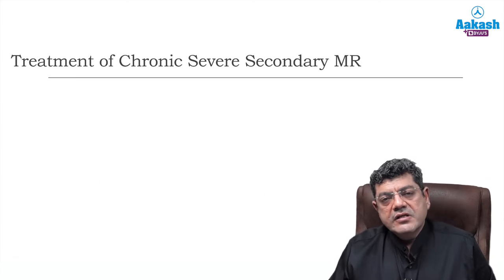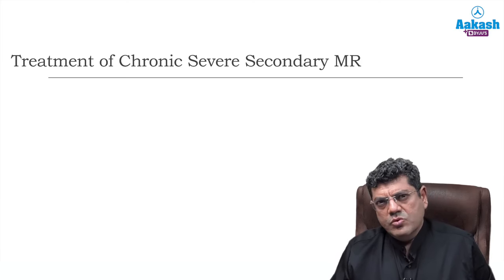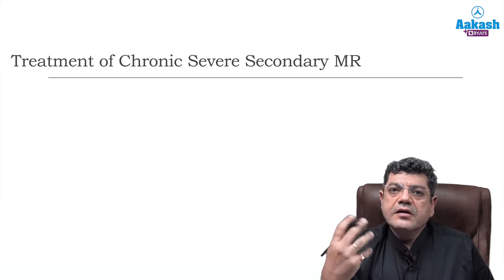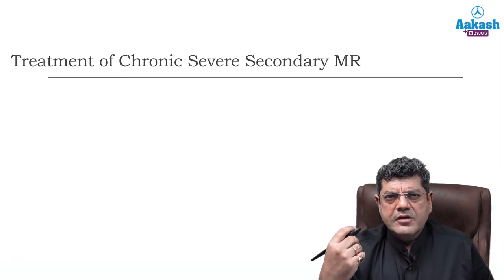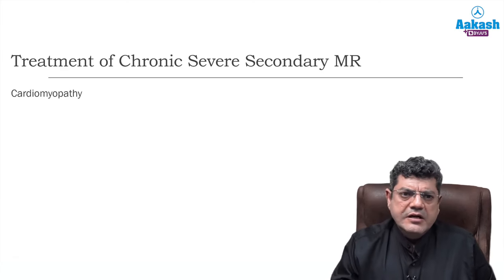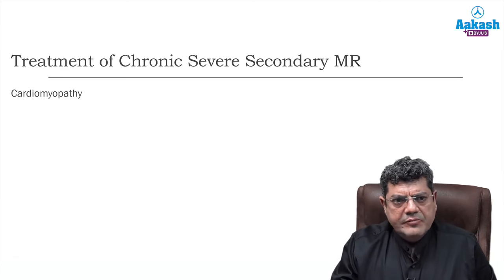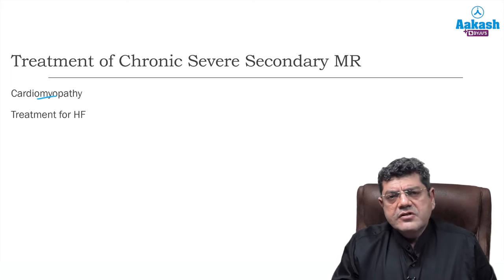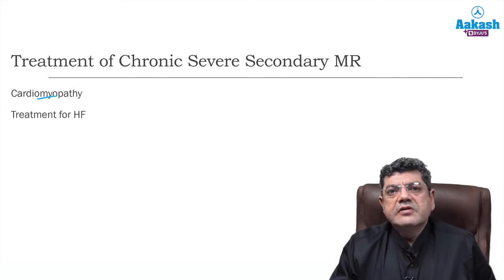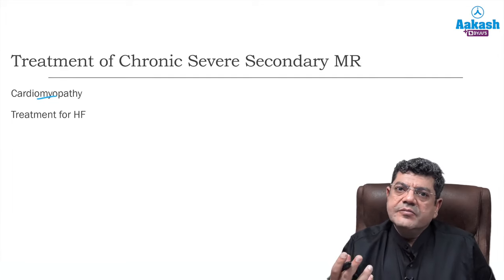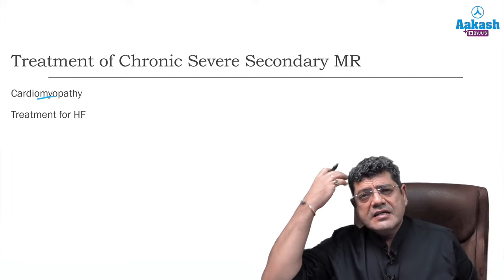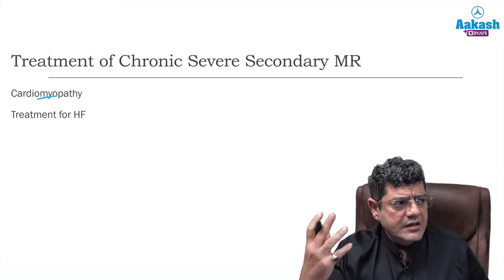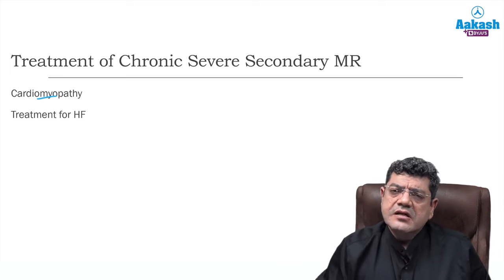Fine. Chronic severe secondary MR is more complicated. So here you have cardiomyopathies, dilated cardiomyopathy, ischemic cardiomyopathy. How do you treat these patients, right? So cardiomyopathy is one of the causes of chronic severe secondary MR. At first, you treat the heart failure, right? So you will give them vasodilators like ACE inhibitors, angiotensin receptor blockers. You'll give them beta blockers. You'll give them the angiotensin receptor neprilysin inhibitor.